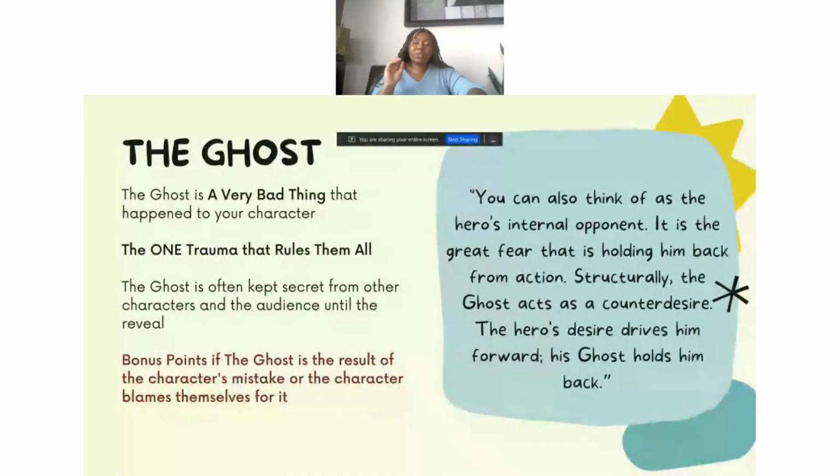But a lot of people stop there. They'll just have the one thing, the one trauma that comes out, around the midpoint or whatever, and that's it. That's fine. But what really gives the ghost power is when the ghost is the direct result of the character's mistake, or the character blames themselves for the very bad thing that happened.